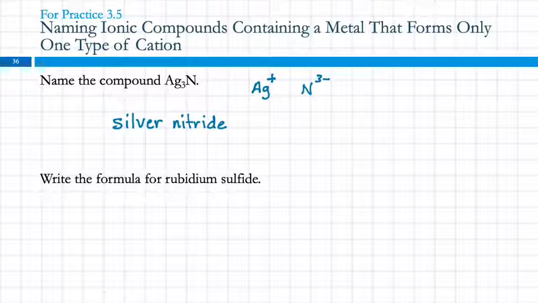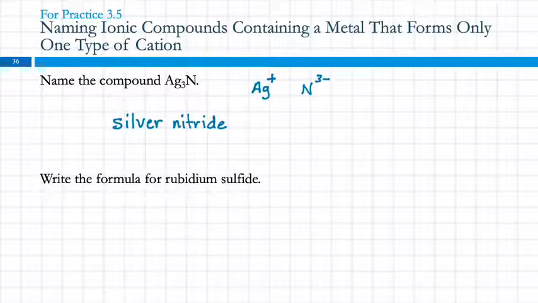I predict the charges from their position on the periodic table. And so if I have this name, silver nitride, I know what these formulas are, and I can predict what this formula is. That's why I don't need to specify the number 3 anywhere in the name.